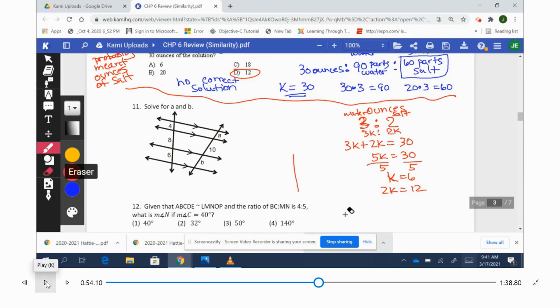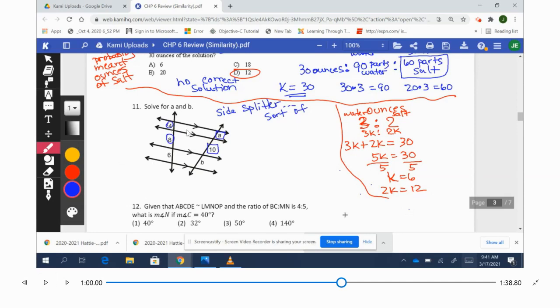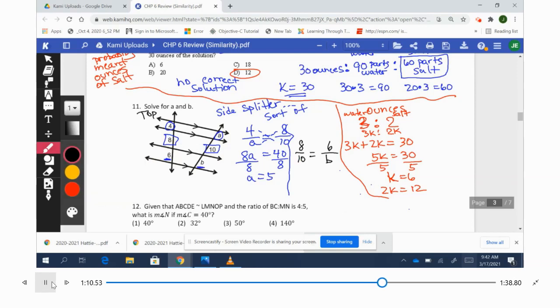Okay, next one is I'm going to use side splitter here for number 11. It's not really side splitter, but it's sort of. I'm going to put together the ratio of the parts. So I decided to switch. I'm going to go across. I'm going to go 4 is to A as 8 is to 10. And then I'm going to do the same thing. I'm going to go 8 is to 10 as 6 is to B. And just be consistent. What I'm trying to show there is whatever side you choose to put on top, just be consistent with that all the way through.